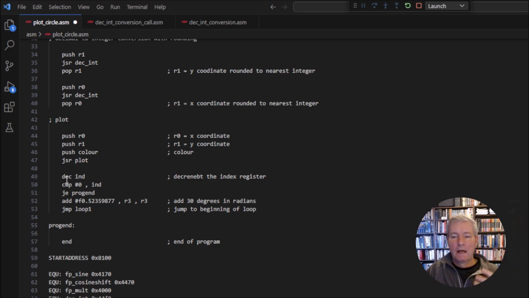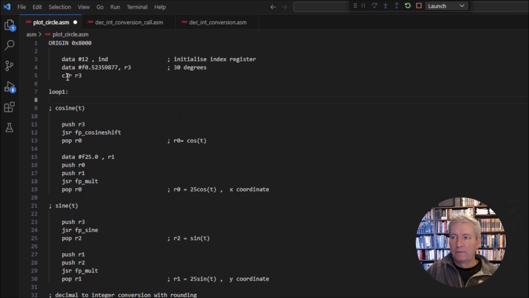And then what we can do is we have a setup at the top here, we have a counter. So in this instance, I'm going to split the circle into 12 segments of 30 degrees. So I'm going to set up the index register with a value of 12. And I'm going to set up the value of the increment, which is 30 degrees, but of course I have to write the 30 degrees in radians. So in radians, 30 degrees is going to be 0.52359877. Okay, so that's the jump.